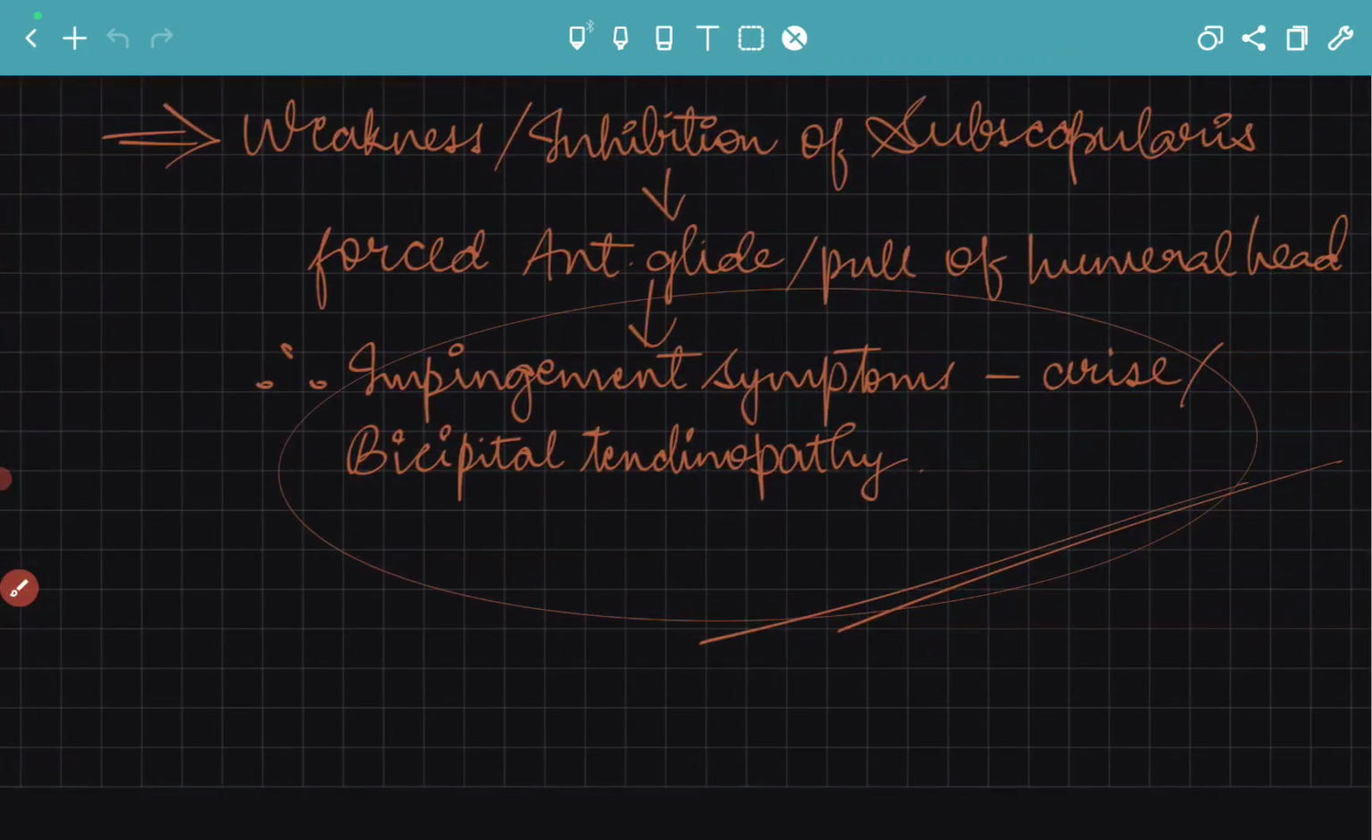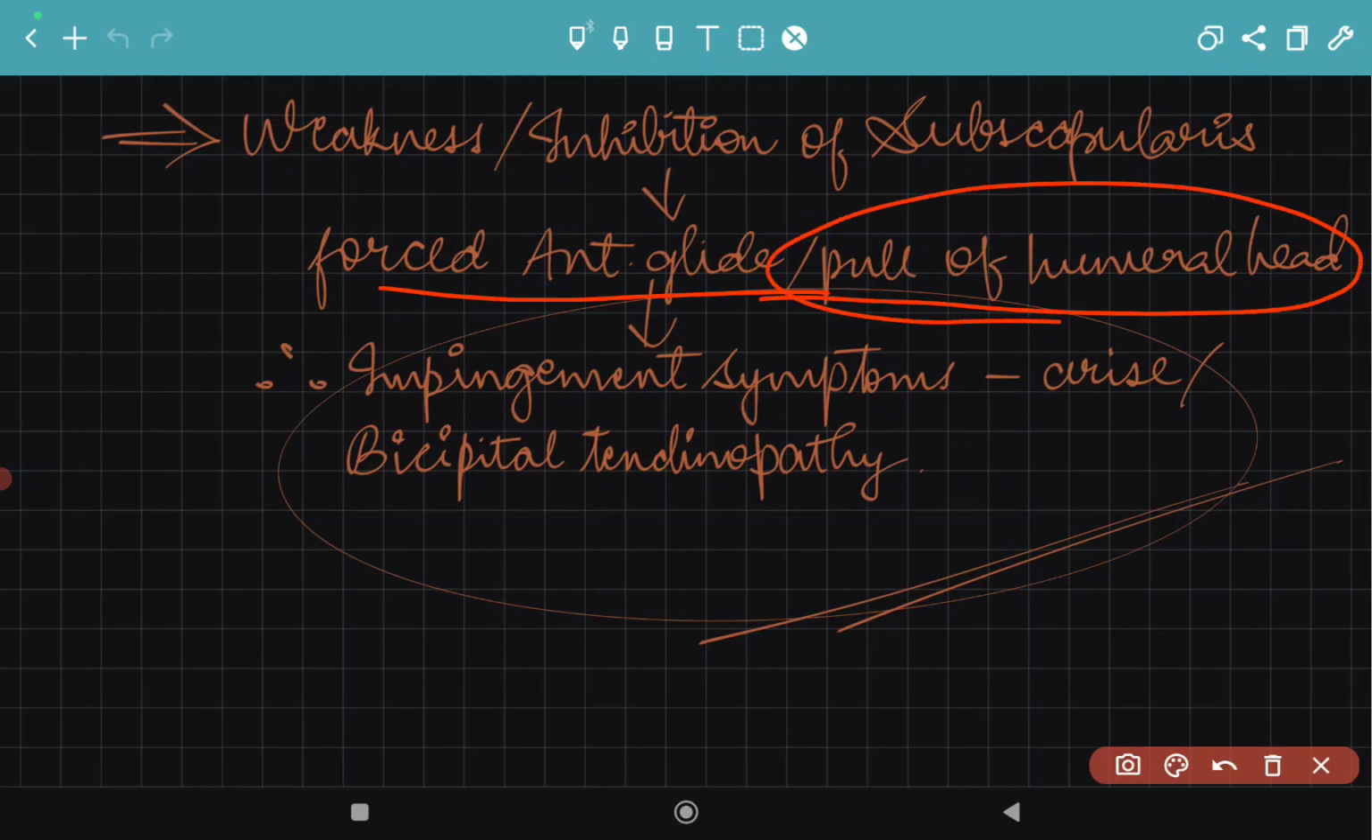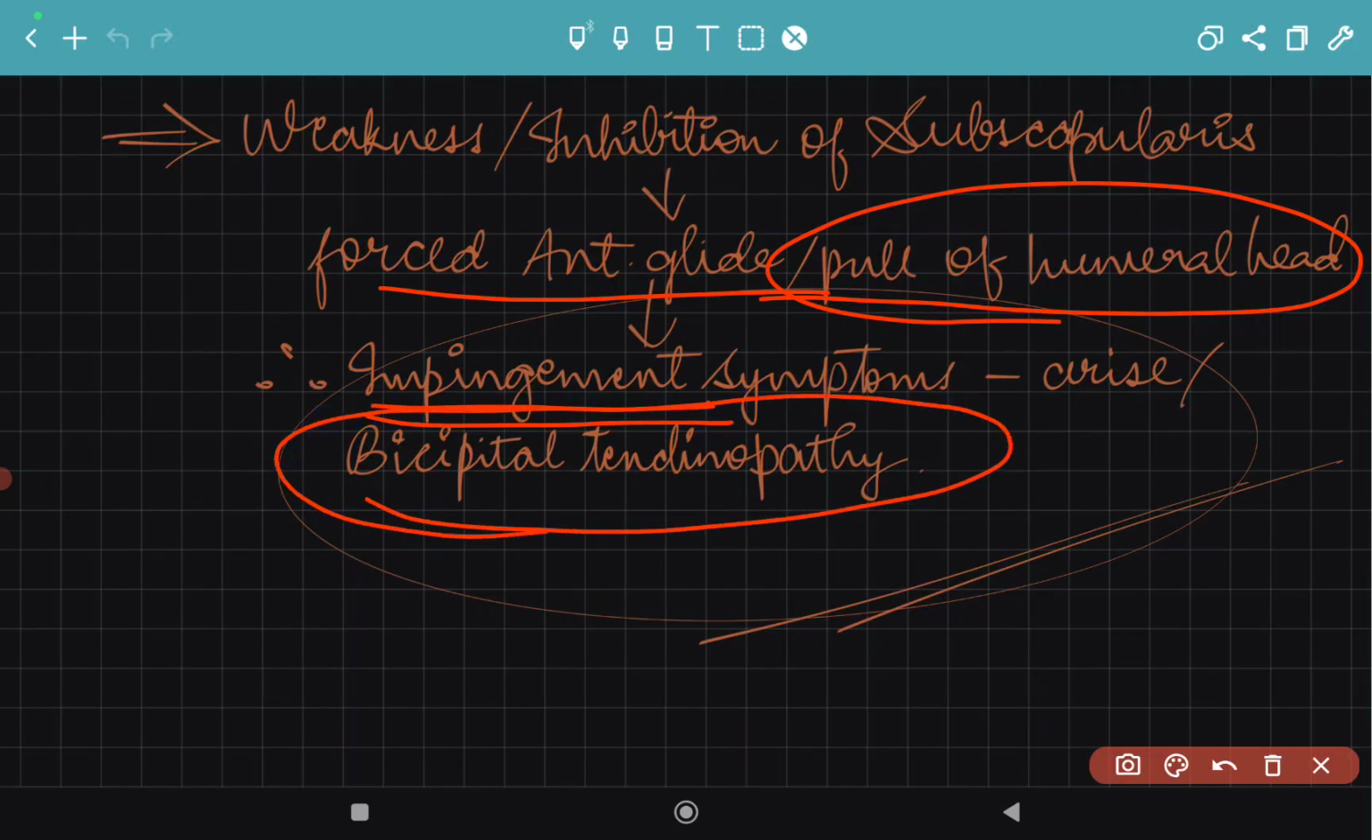But if there is inhibition or weakness of the subscapularis muscle, there will be forced anterior glide, anterior pull on the humeral head, which we don't want, which is not the natural movement. So this will again aggravate the impingement syndrome. The symptoms of impingement will arise, or even we can have bicipital tendinopathy, because all these structures which are passing thereby will have some or the other effect, like they are getting impinged between the bony structures. Those soft tissues, those tendons, those bursa, everything will get impinged between the bony prominences or bones.